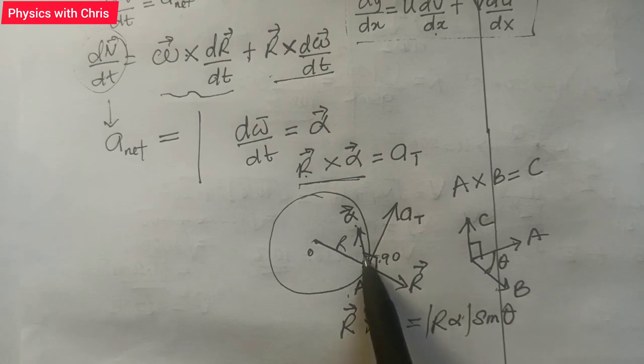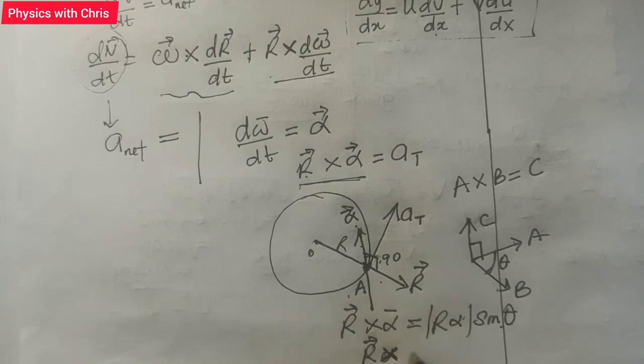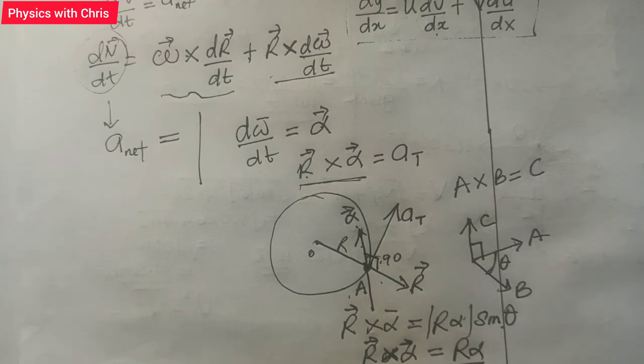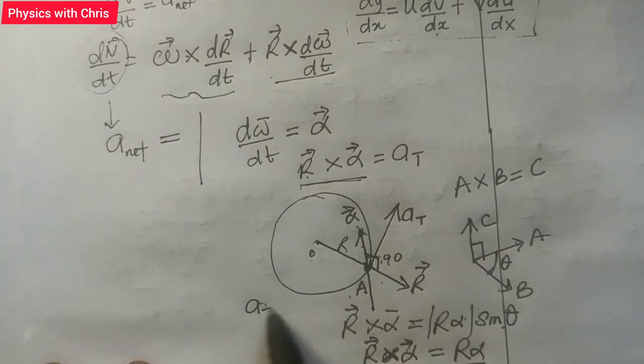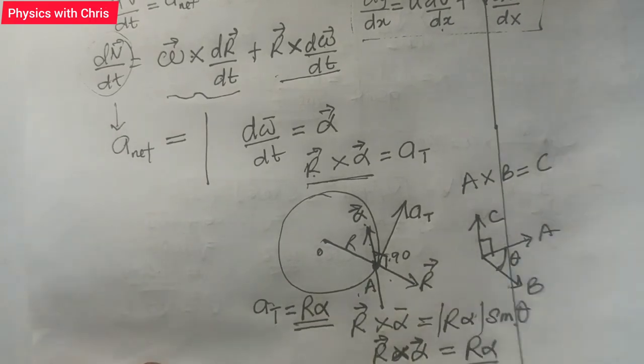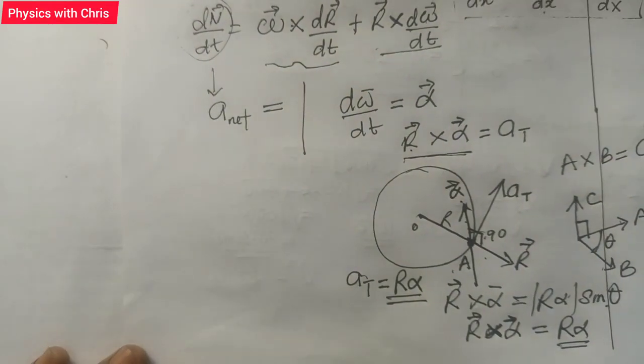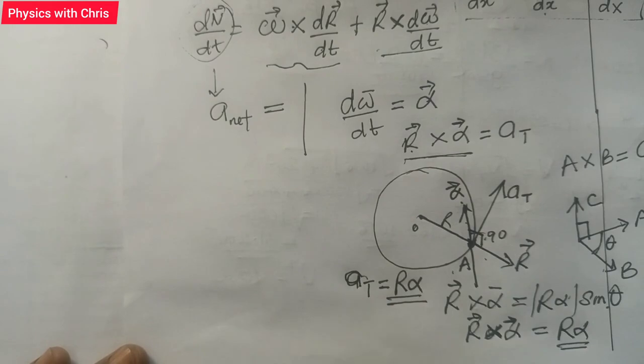Since the angle is 90, sine 90 is 1, which means we are going to have the maximum value. So r cross alpha will be equal to r times alpha in terms of magnitude. So my tangential acceleration, in terms of magnitude, is the radius magnitude multiplied by the angular acceleration magnitude. That gives me the expression for the tangential acceleration.